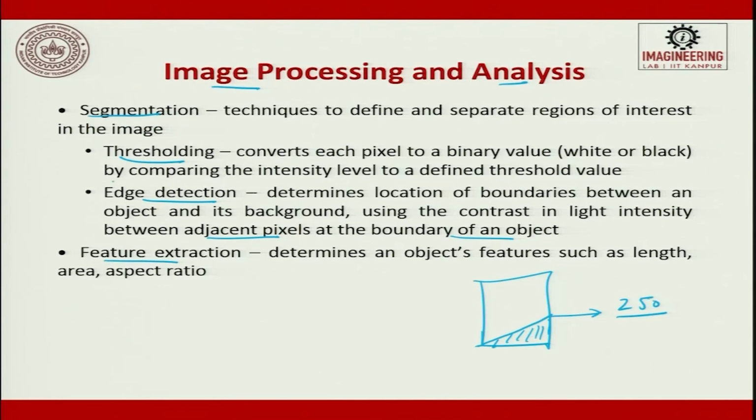So, for segmentation, there are several techniques. The most commonly used two techniques are edge detection and threshold. The other big thing is feature extraction. After segmenting the image, the feature extraction has to happen. It determines an object feature such as length, area, aspect ratio. This can be extracted by using this feature extraction model.